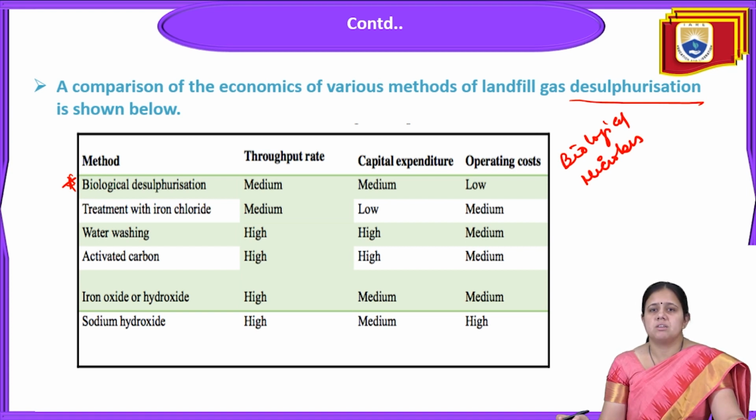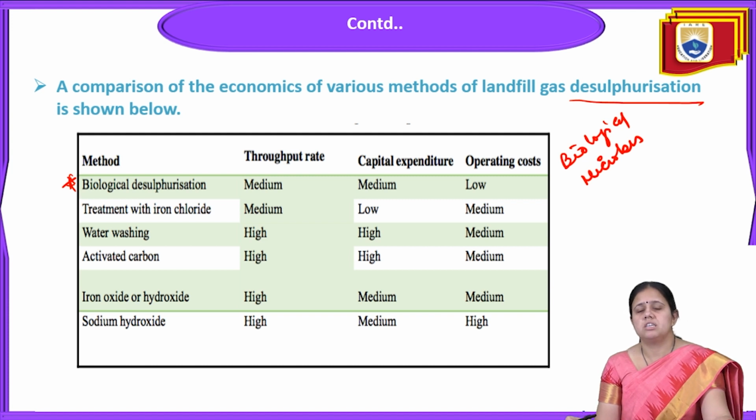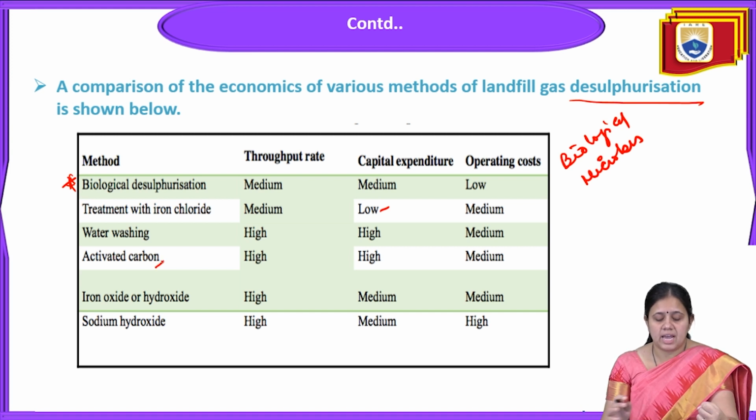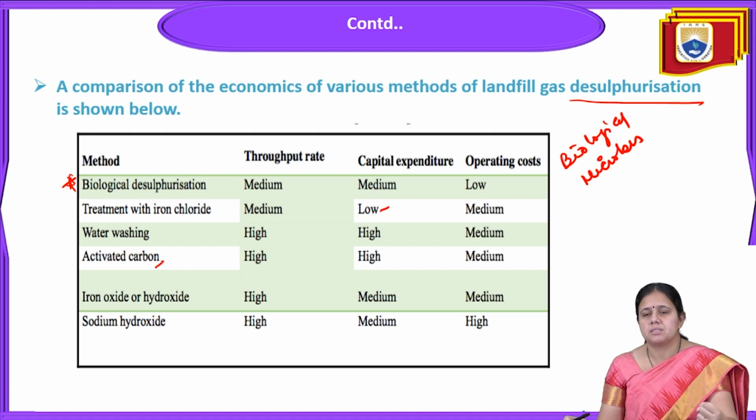Next is treatment with iron chloride. Treatment with iron chloride has a medium rate, its capital expenditure is very low, and operating cost is medium. For water washing, the throughput rate is high, capital expenditure is also high, and the operating cost is minimum. In case of activated carbon methods, the rate is high, capital expenditure is also high, and operating cost is medium.